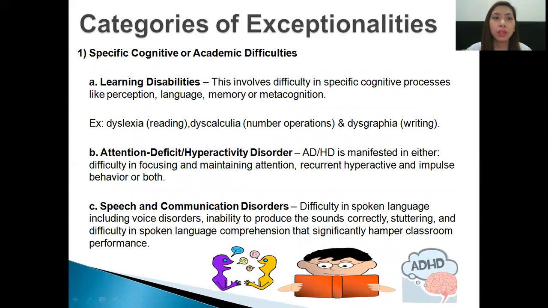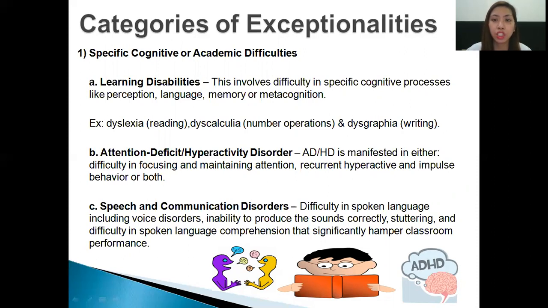Specific or cognitive academic difficulties is the first category. This includes learning disabilities, and it involves difficulty in specific cognitive processes like perception, language, memory, or metacognition. Examples are dyslexia, dyscalculia, and dysgraphia.